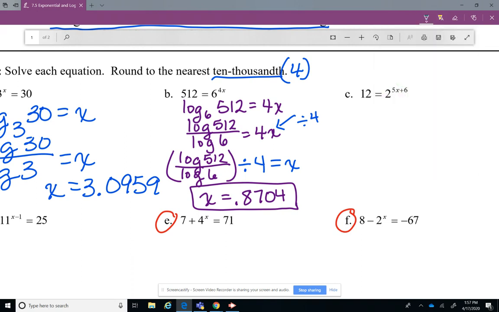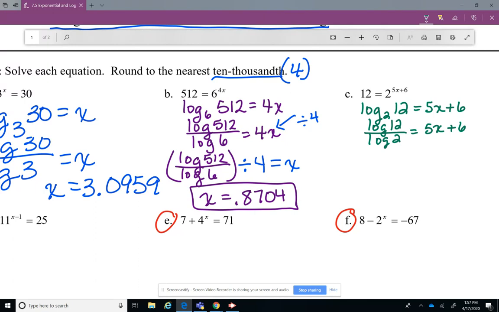All right, C. Isolate the exponential expression. Check. Already done. Rewrite the equation in logarithmic form. All right, so we're going to do log base 2 of 12 equals 5x plus 6. All right, next step, we're going to rewrite log base 2 of 12 using change of base formula. So log 12 divided by log 2 equals 5x plus 6.